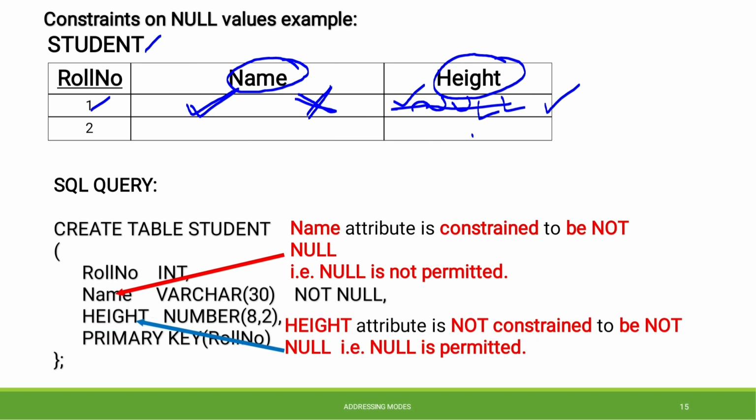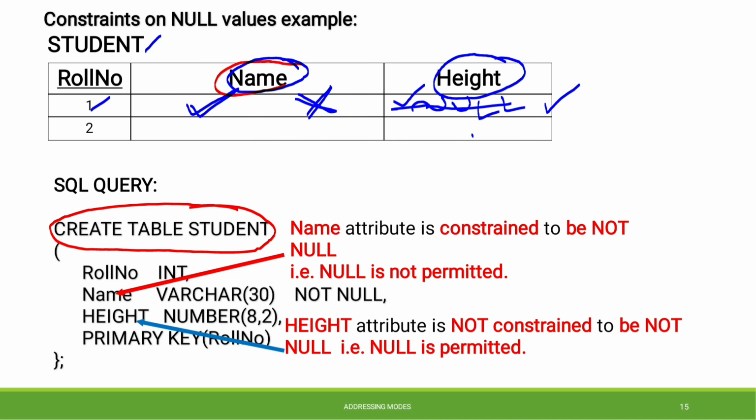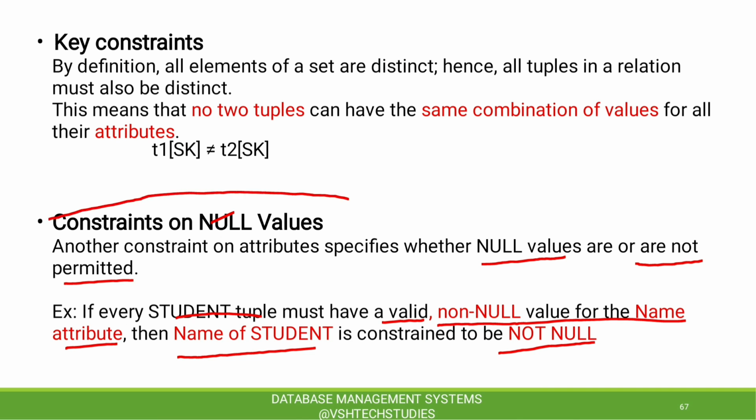Okay. So here the not null constraint is enforced in a DDL command, that is the create table command. Next, whether an attribute value is constrained to be not null, that is a null value is not permitted, or not constrained to be not null, that is a null value is permitted, depends on the application. Okay. That is all about constraints on null values.